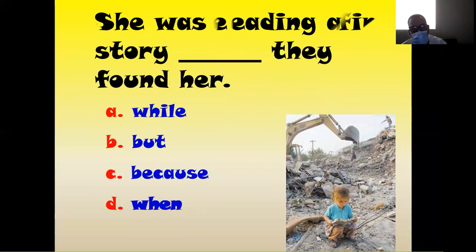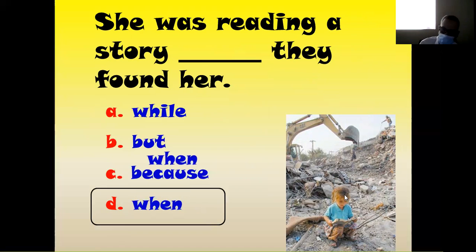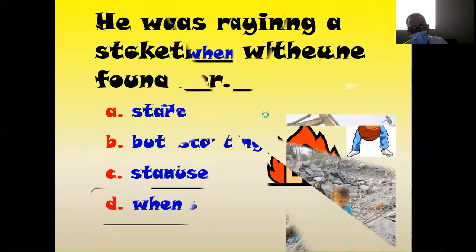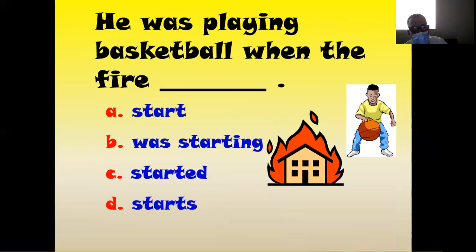She was reading a story. They found her. Oh. When they found her, she was reading. I'm sorry for this. This poor girl was reading the story, and she was indulging in doing this action. Okay, she was continuing doing this action, and the action was lasting. Then suddenly they found her. They were happy, of course. He was playing basketball and enjoying playing, and the fire started.